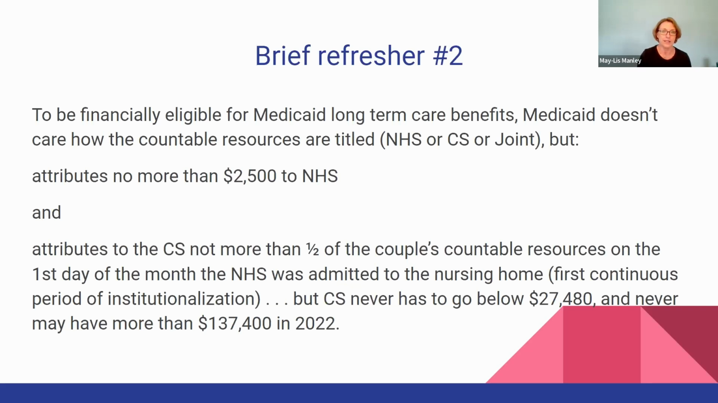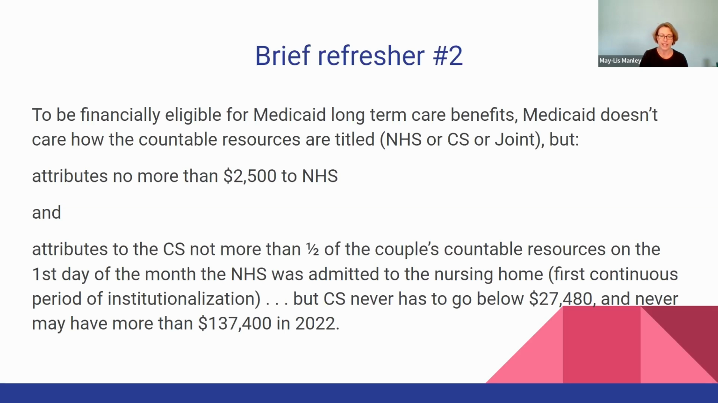So as long as the couple is within their required financial limits, which we call resource limits, then they meet the financial eligibility criteria for Medicaid. So Medicaid says the nursing home spouse can have no more than $2,500. That's an easy one. But at the time of eligibility, it doesn't matter whose name that $2,500 is in. Later it will, but when applying, it doesn't.